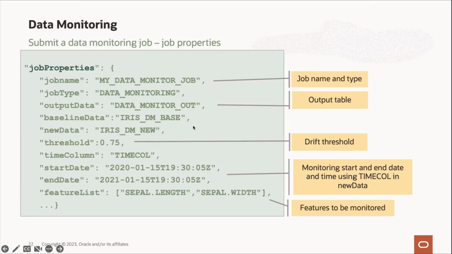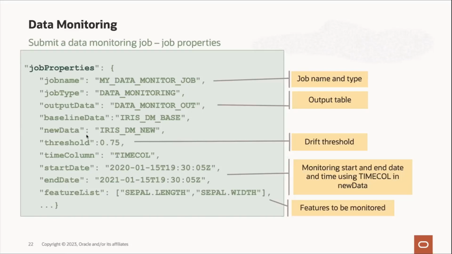Just like we talked about in defining data monitoring, you need to declare these data sets that are going to be used. You also set your threshold. Again, this is the line that needs to be crossed for it to be considered that your data set has drifted. And then these next three parameters all go together, being the time column, start date, and end date. With these, you can define the time period and the new data that you would like to be monitored.